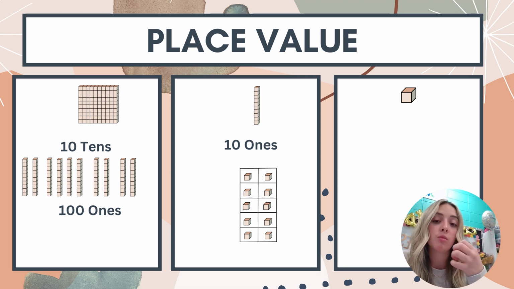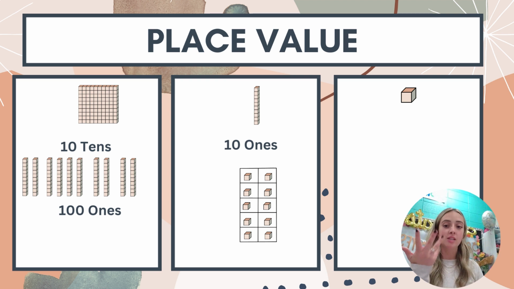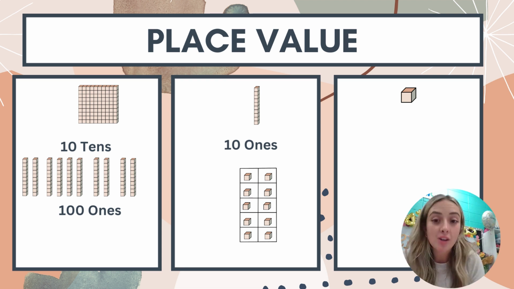We know that when we have more than 10 ones, we need to bundle them up and get our tens ready. And 100 is super important. We like to call that a flat. And our 100s consists of 10 tens, right? Count with me. 10, 20, 30, 40, 50, 60, 70, 80, 90, 100. We bundle up all of those tens and we exchange it for 100. And 100 ones also equals 100.